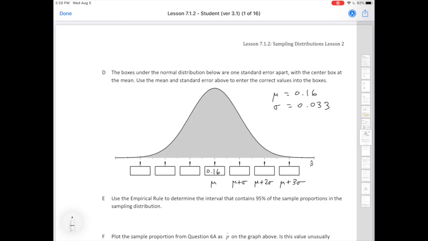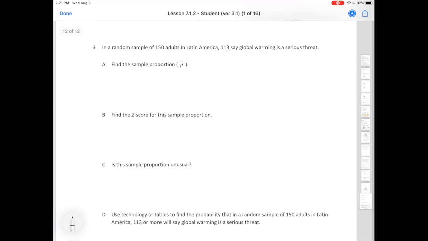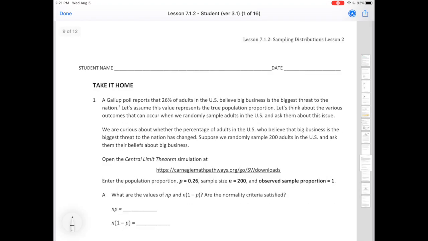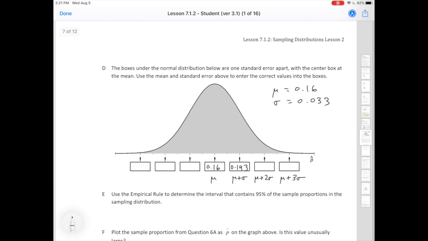If I do 0.16 and add it to 0.033, I end up with 0.193. I'm going to take that number and add 0.033 again. I get 0.226. And then if I add 0.033 again to that, I get 0.259.